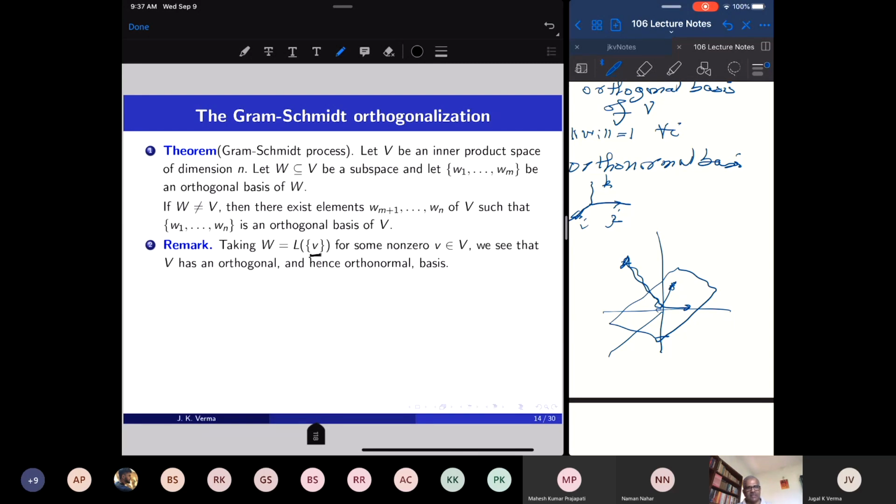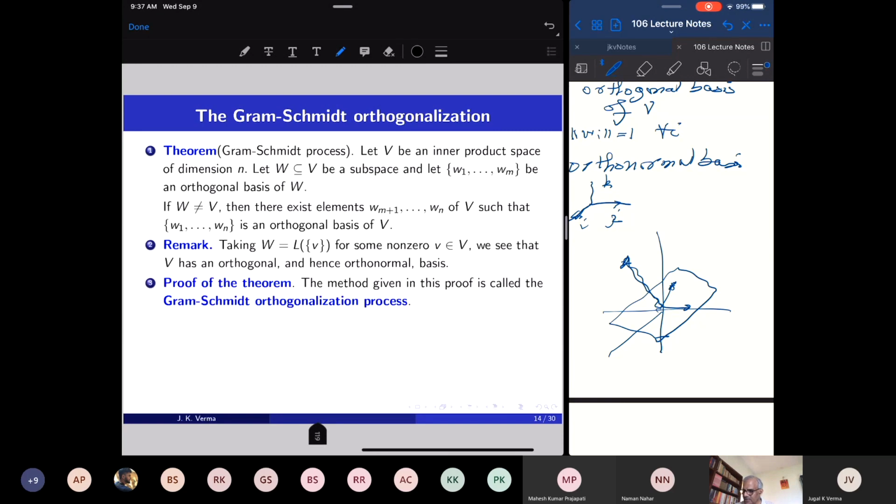So the Gram-Schmidt process is a generalization of that: I can start with any set of mutually perpendicular vectors, then it can be enlarged to a set of mutually perpendicular vectors which will constitute a basis of the ambient space V.